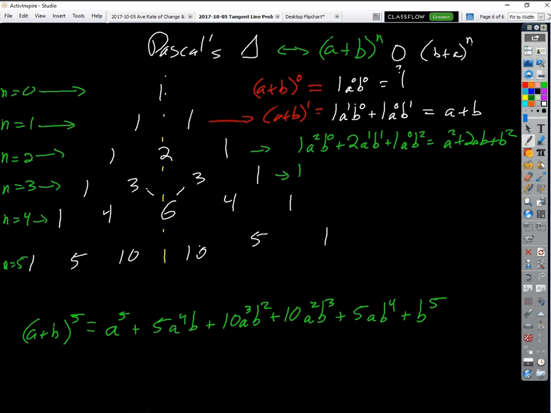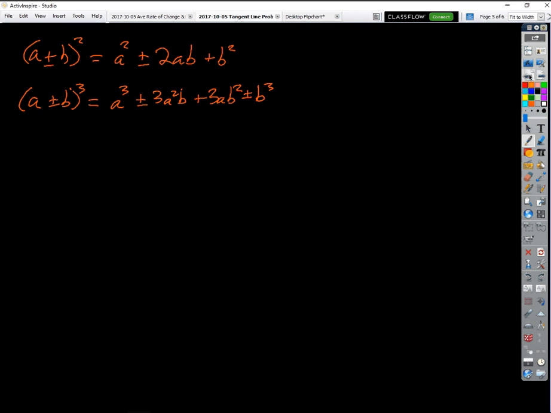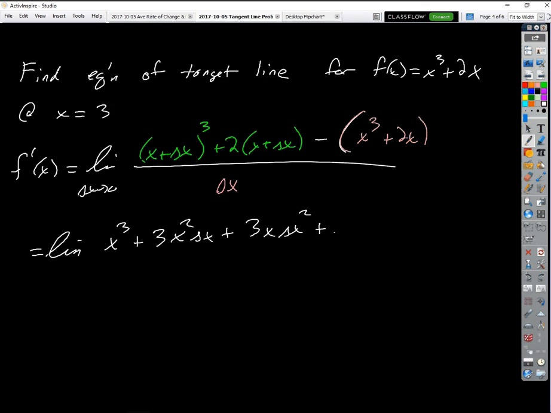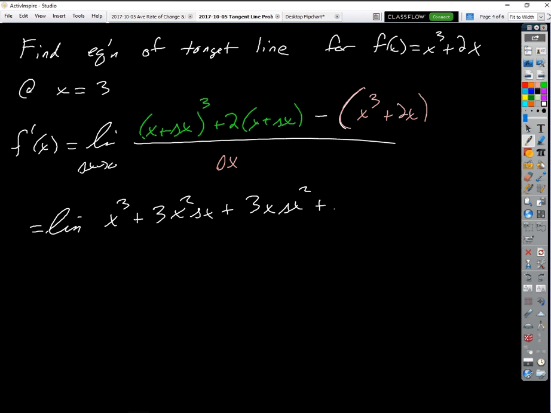All right. So let's go back then to our problem. So then we end up getting, if we expand this, that's what we get from this part, right? That comes from there. Plus 2x plus 2 delta x minus this stuff.